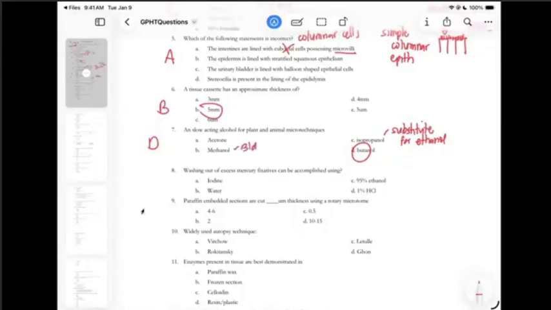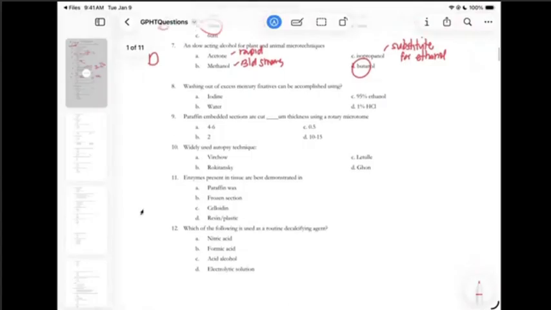Methanol, that's primarily for blood smears. Okay. Acetone, so this is a rapid dehydrating agent, but it is not recommended since it usually promotes distortion sa tissues. So another function din ng acetone is fixative din yan for brain specimens. Okay? So for number 7, this is letter D.